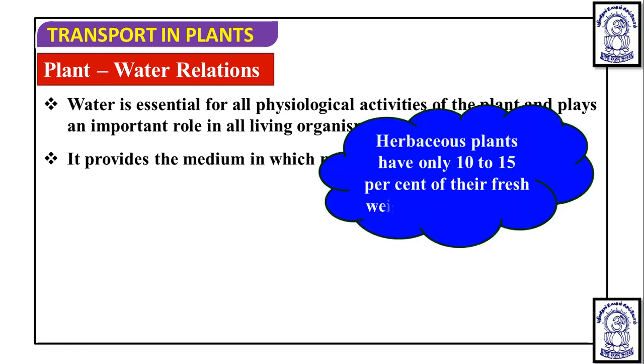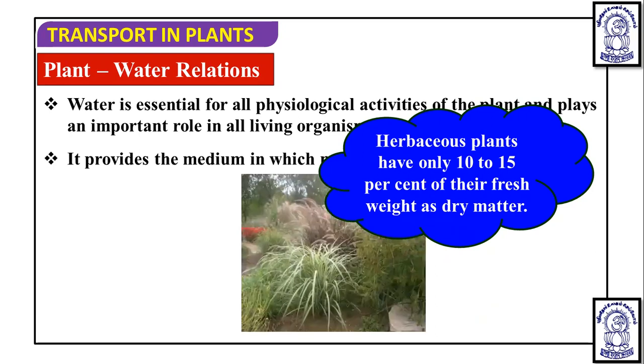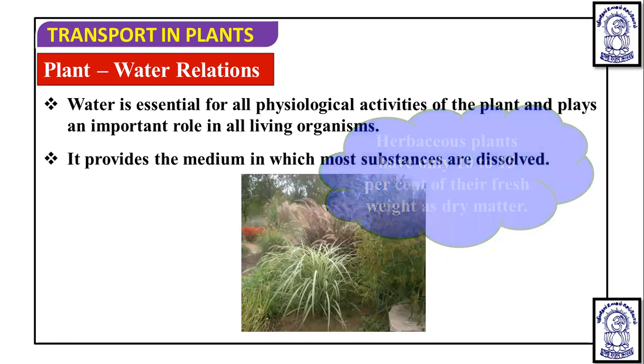When we talk about herbaceous plants, we know that herbaceous plants have only 10 to 15% of their fresh weight as dry matter. It means if we take the fresh weight of a herbaceous plant, only 10 to 15% is dry matter. The remaining part is water. Most herbaceous plants have 85 to 90% water.